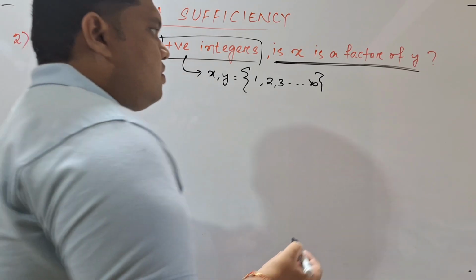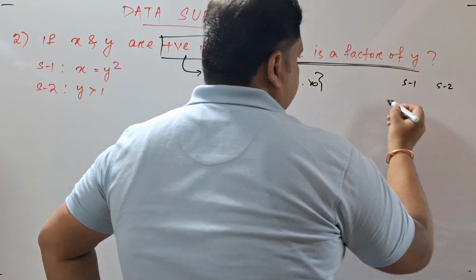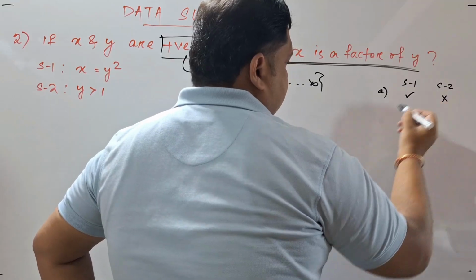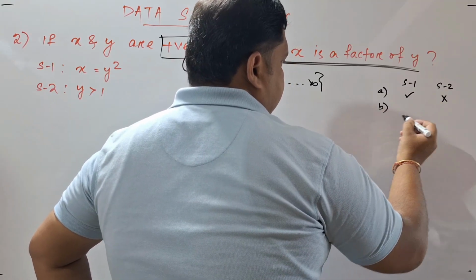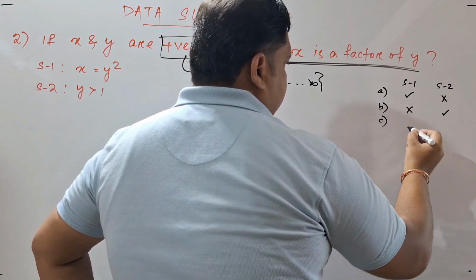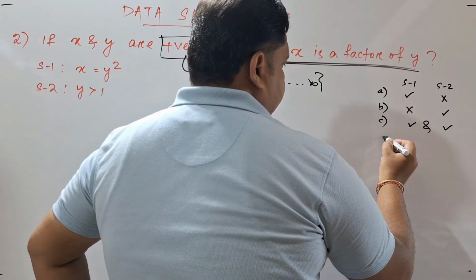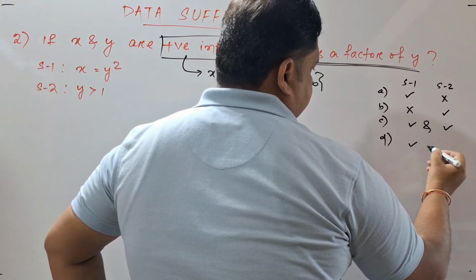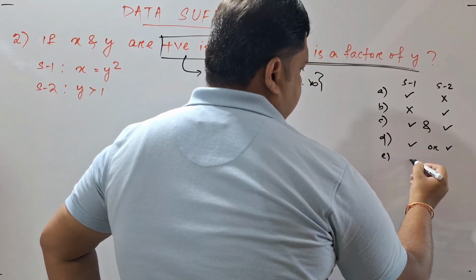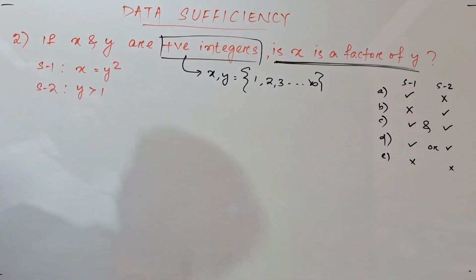First of all, in DS, what are the options? Two statements are given. In short, I will write them here so that you can try this question first. Option A: statement 1 alone is sufficient, but statement 2 is not sufficient. Option B: statement 1 alone is not sufficient, but statement 2 is sufficient. Option C: both statements together are sufficient. Option D: each statement alone is sufficient. And the last option, E: both statements together are not sufficient. So there are 5 options. First you try.